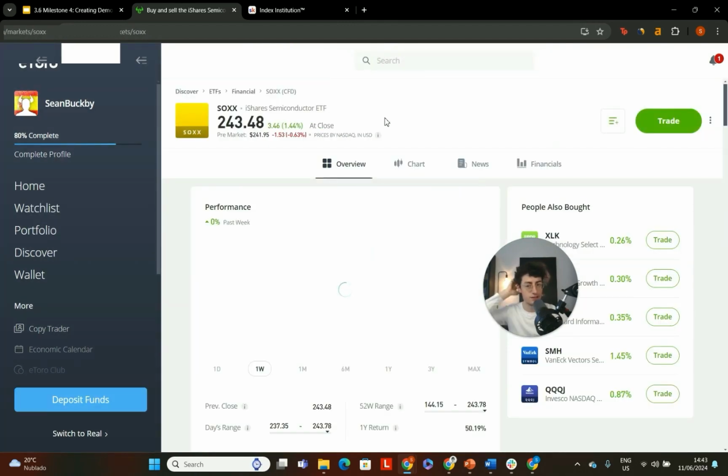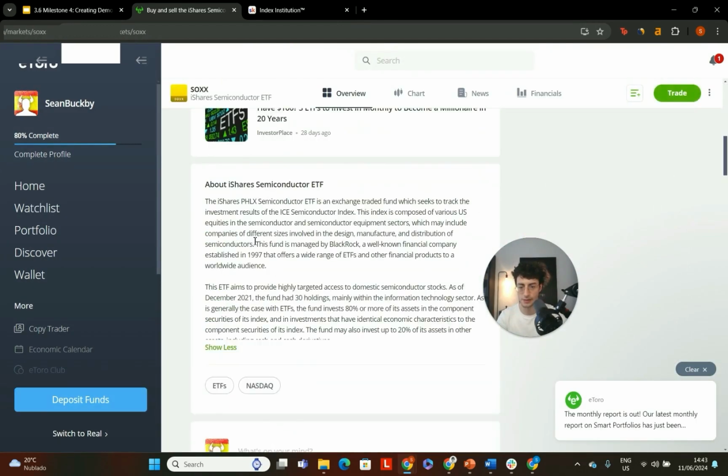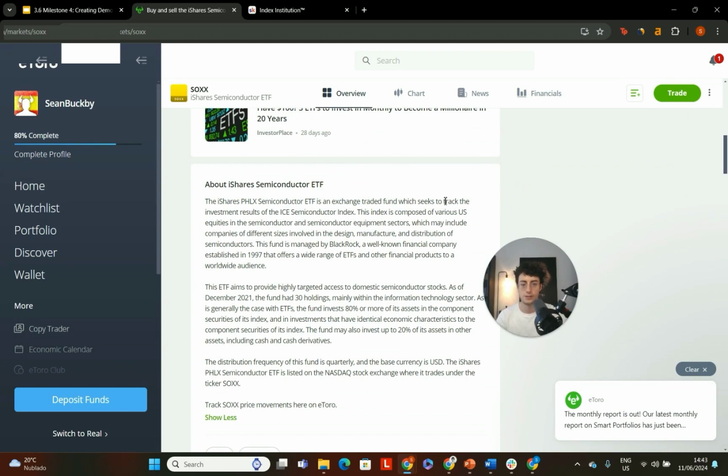Boom. So it's iShares, so it's managed by BlackRock. And yeah, you can see here the information. Tracks the investment results of the ICE Semiconductor Index. It's comprised of various US equities in the semiconductor and semiconductor equipment sectors, which may include companies of different sizes involved in the design, manufacture, and distribution of semiconductors. So it's, in short, a sector tracking ETF. So rather than the entire market of everything that's there, it focuses on a particular industry.